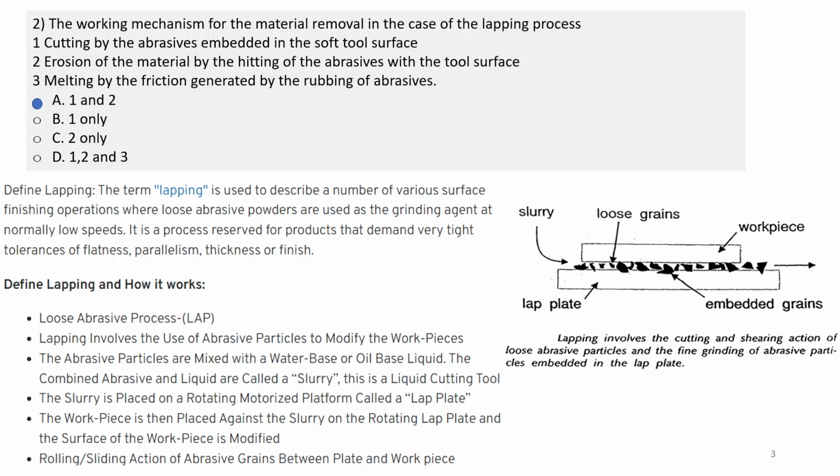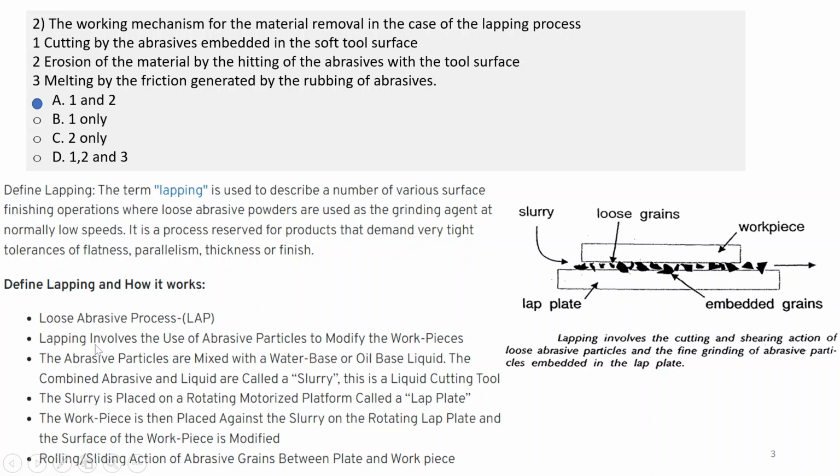So this is the lapping process, and the term lapping is used to describe a number of various surface finishing operations where loose abrasive powders are used as the grinding agent at normally low speeds. It is a process reserved for products that demand very tight tolerances of flatness, parallelism, thickness and finish. It is a loose abrasive process.